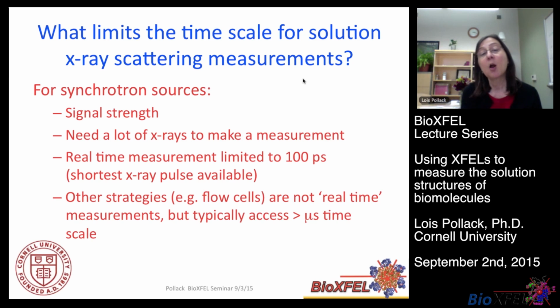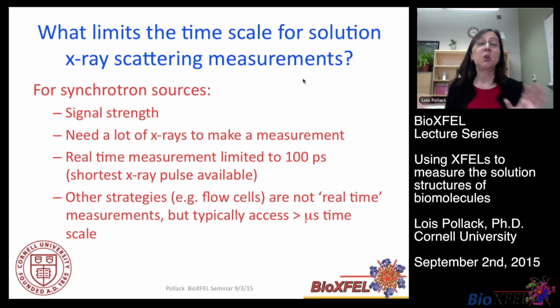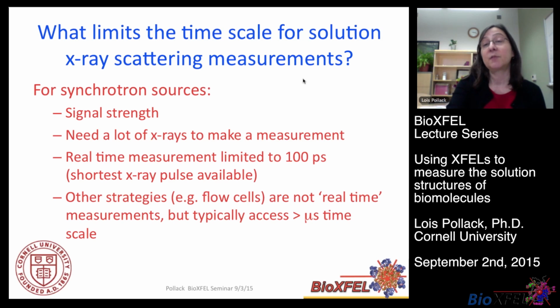But of course, there are ways to circumvent this, and I'll be talking about other strategies, for example, flow cells, that aren't real-time measurements. We'll talk a lot more about that. But using these flow cells, specifically continuous flow cells, we can open up timescales that are greater than the microsecond timescale. So depending on whether you want to make a real-time measurement or whether you're happy using a flow cell, which puts in a proxy for real time, you can adjust the time scale of your measurement to equal the time scale of the phenomenon that you're interested in measuring.